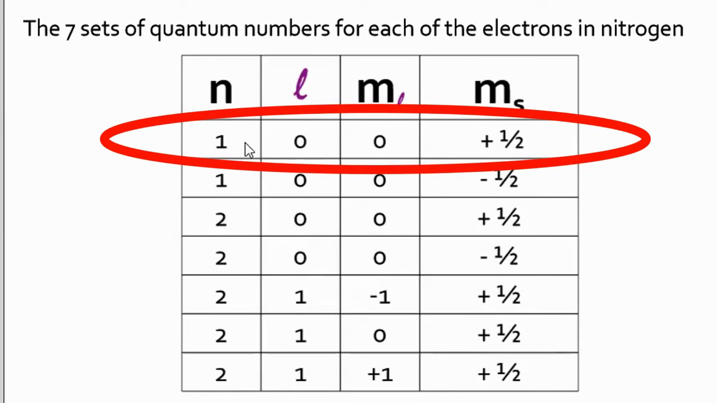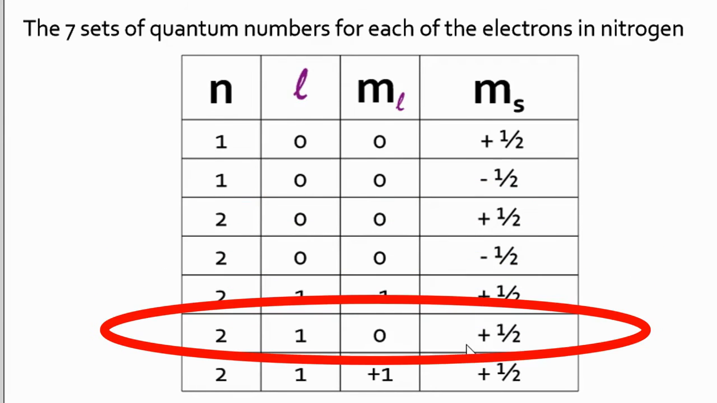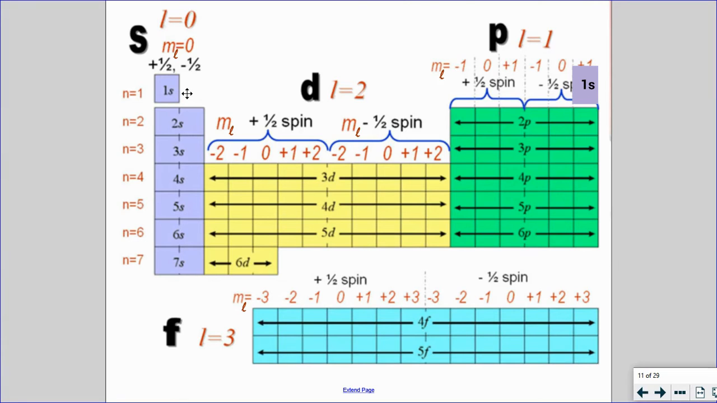These are the four quantum numbers for the first electron in nitrogen. This is for the second, that's the third, fourth, fifth, sixth, and seventh. So the first electron is placed where hydrogen would be, and the second electron will be placed where helium is. The third, the fourth, the fifth, sixth, and seventh electrons are all placed in order according to the periodic table.